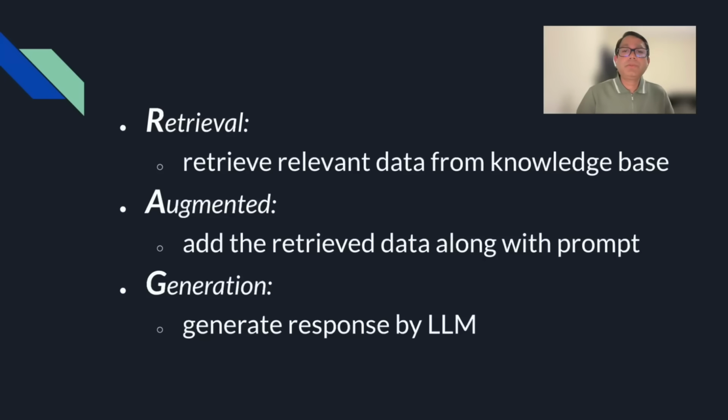Now let's come back to the abbreviation of RAG. R is for retrieval. It means retrieve the relevant data from knowledge base. A is for augmented. It means add the retrieved data along with prompt. And G is for generation. It means generate the response using LLM.